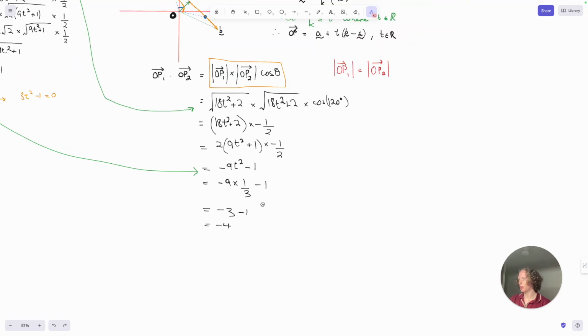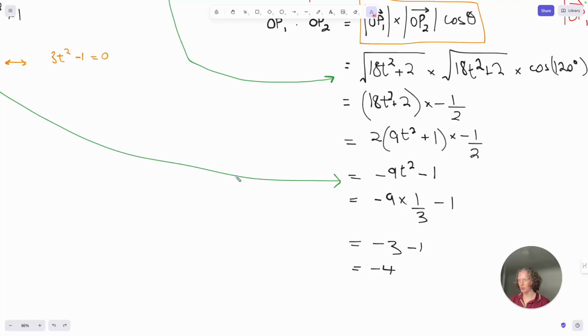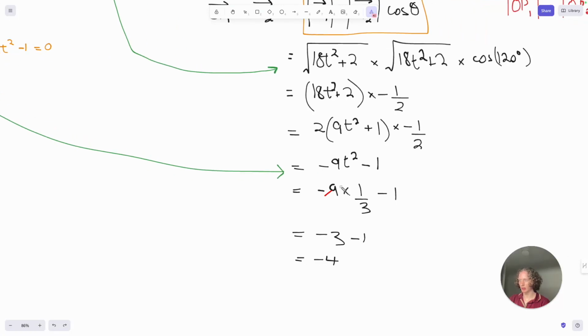And then the final step is remembering from here, we proved that t squared was a third. I'm now going to use this property here. This is going to cancel to negative 3. Negative 3 minus 1 gives us negative 4. So I would suggest that the answer here might be negative 4.